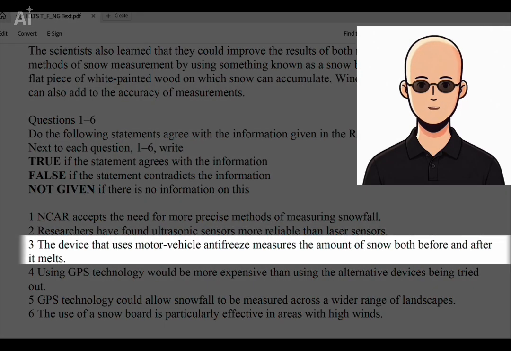Number 3. The device that uses motor vehicle antifreeze measures the amount of snow both before and after it melts. Step 1. Note the keywords. Device that uses motor vehicle antifreeze, measures amount of snow, both before and after it melts. Step 2. Find the info in the text. Here it is again, not long after the info of the previous question.